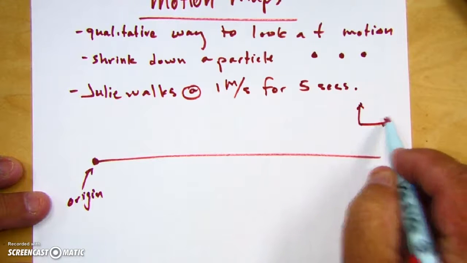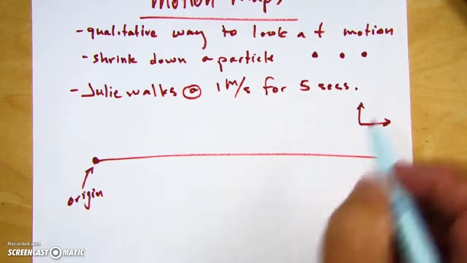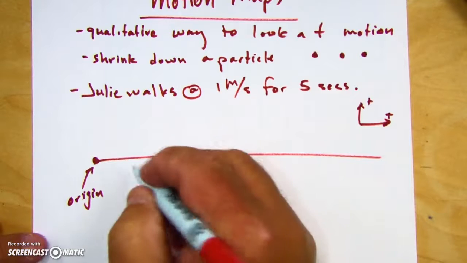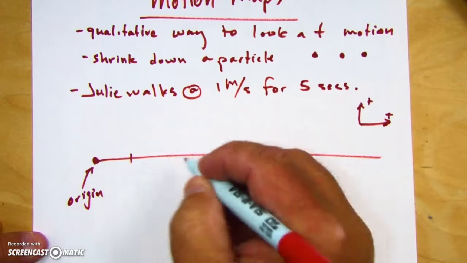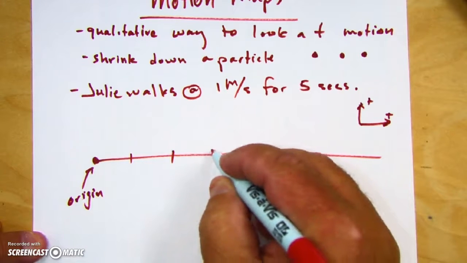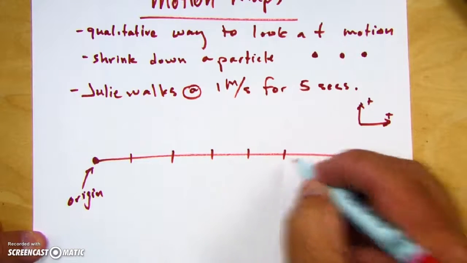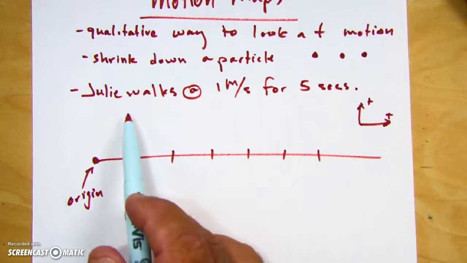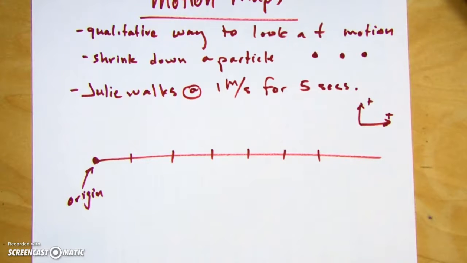Our convention, we'll stick with what the math teachers do. That's positive and that's negative, because direction does matter in this course. Then I'll make a dot for every second. I'll make a line. Now we're going to take a look at exactly what's happening. I didn't tell you anything about where she started. We're just saying she walks at 1 meter per second.